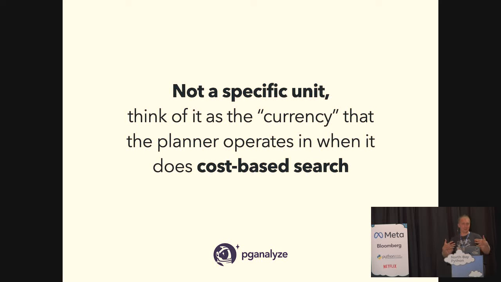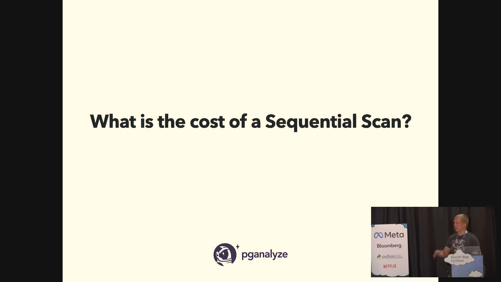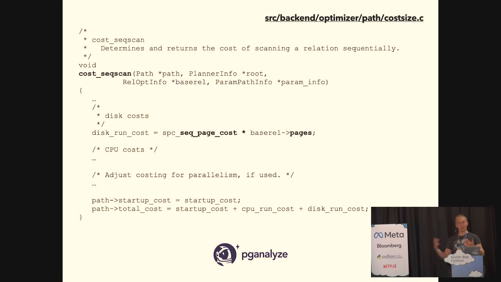We give both of the paths a cost, and one of them is going to be cheaper, and so we're going to take the one that's cheaper. So you can answer the question, what is the cost of a sequential scan, right? Like just reading the full table by looking at the Postgres source.